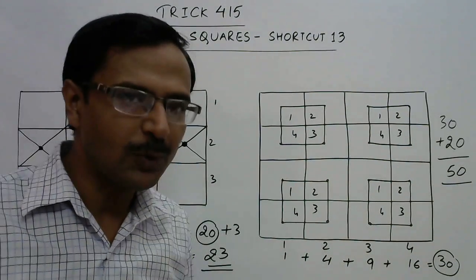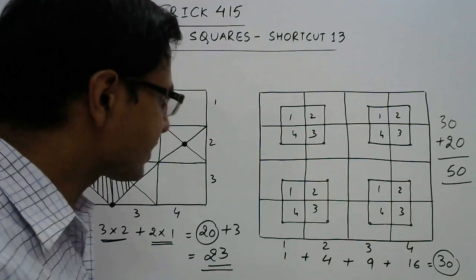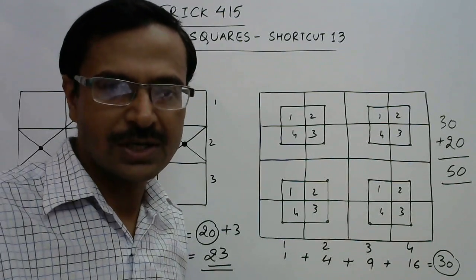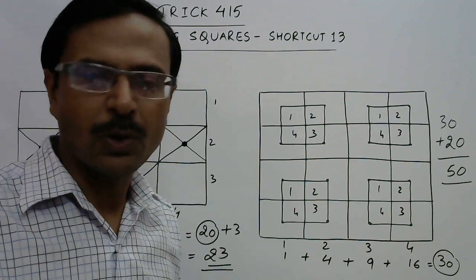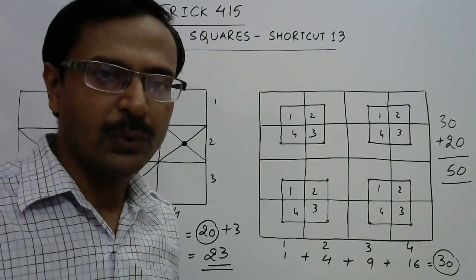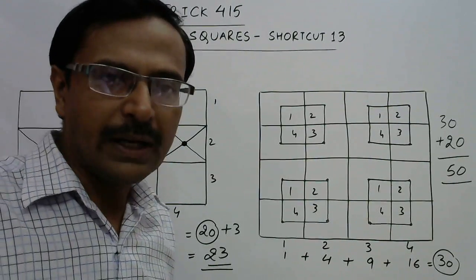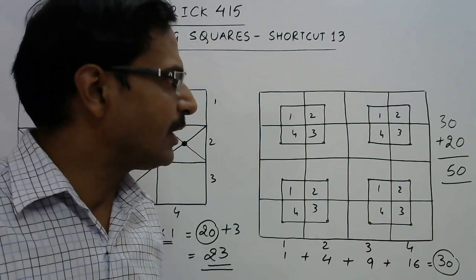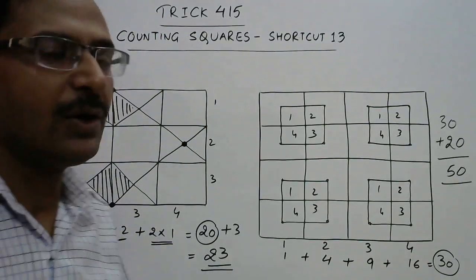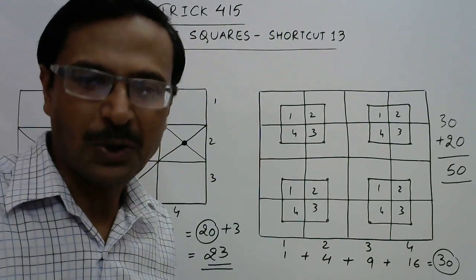So friends, I hope you have understood the basic process through which we are counting the squares, because the traditional method will consume a lot of time and also give you a rough estimate only. Having an exact answer requires the use of these kinds of shortcuts to come out successfully in competitive exams.